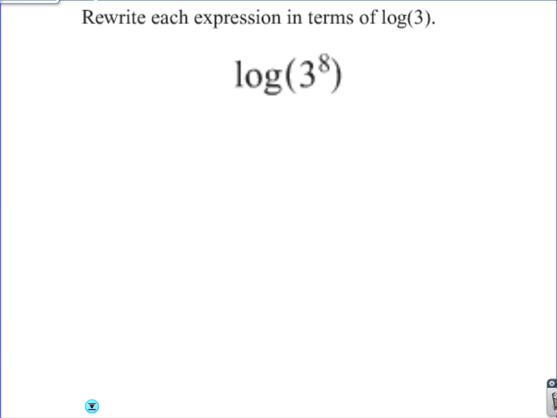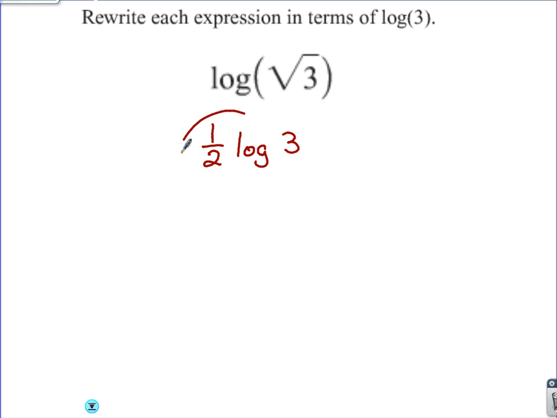So therefore, the log of 3 to the 8th power is, I'm not going to insult your intelligence, 8 times log 3. Just move it down front. Here's a good one. The log of the square root of 3. How can I rewrite that? 1/2 log 3. Square root of 3 is 3 to the 1/2 power. 3 to the 1/2 power, that power can be moved down front.